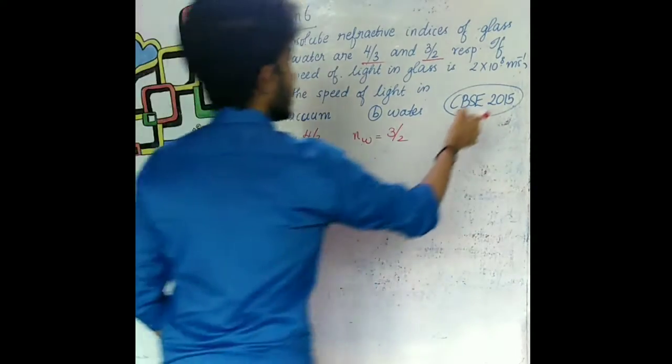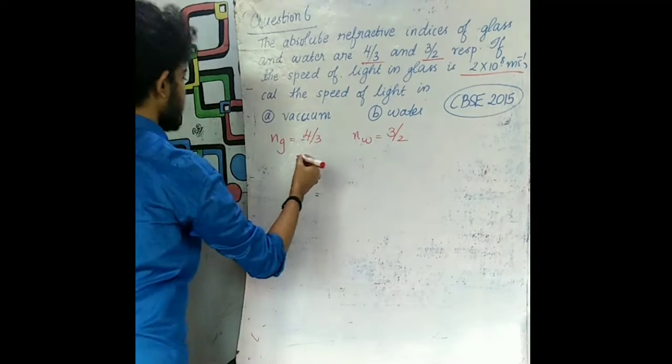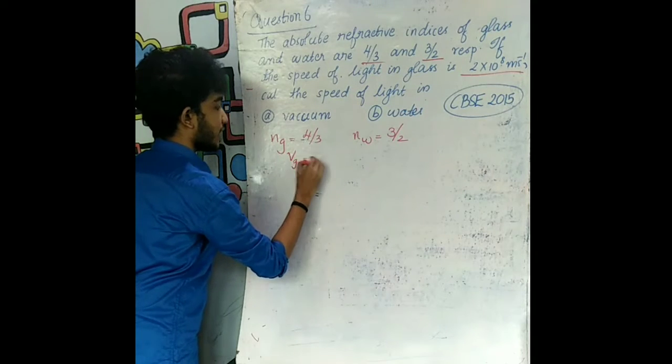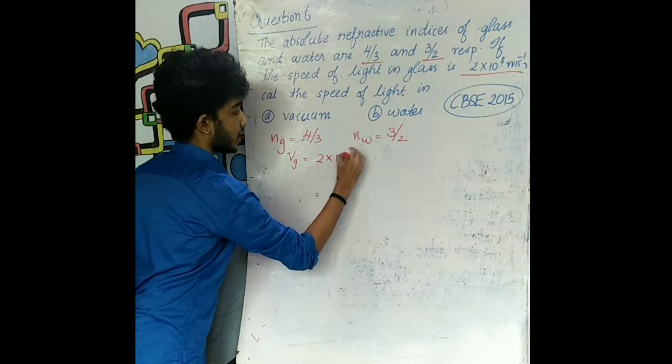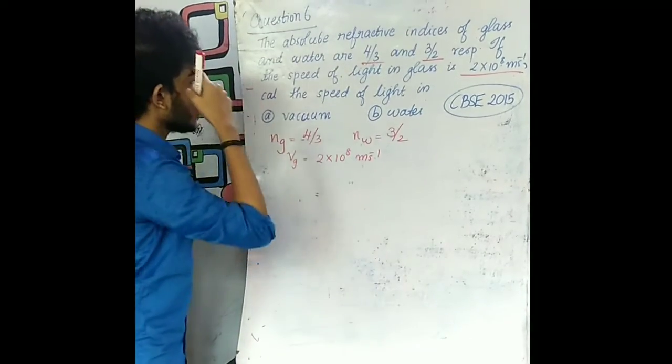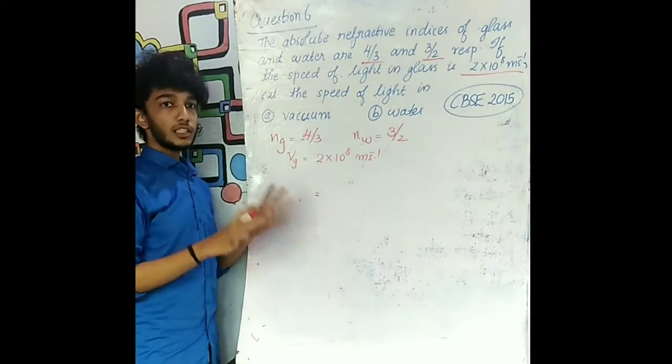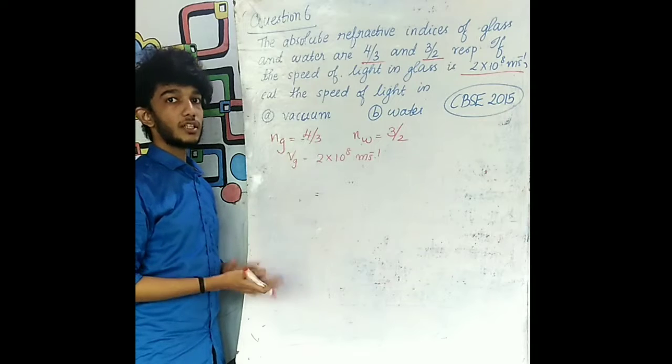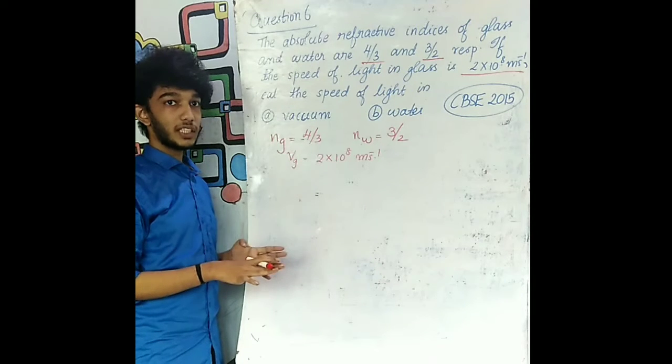If the speed of light in glass is 2 into 10 raised to 8, the speed of light in glass, V glass is equal to 2 into 10 raised to 8 meter per second. Calculate the speed of light in vacuum. So we may think that we already know that the speed of light in vacuum is 3 into 10 raised to 8 meter per second.